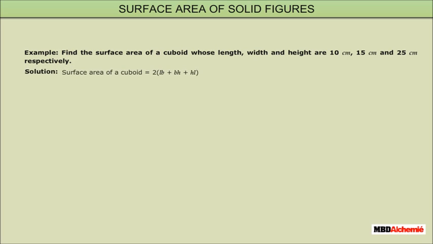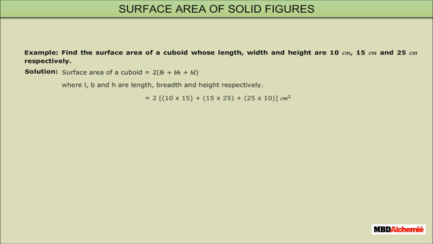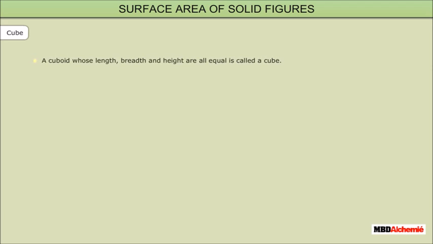Solution. As we know that the surface area of a cuboid is twice of LB plus BH plus HL, where L, B, and H are length, breadth, and height edges of the cuboid respectively. On putting the values of L, B, H and calculating them, we get surface area of a cuboid is 1550 square centimeters. Cube. A cuboid whose length, breadth, and height are all equal is called a cube.